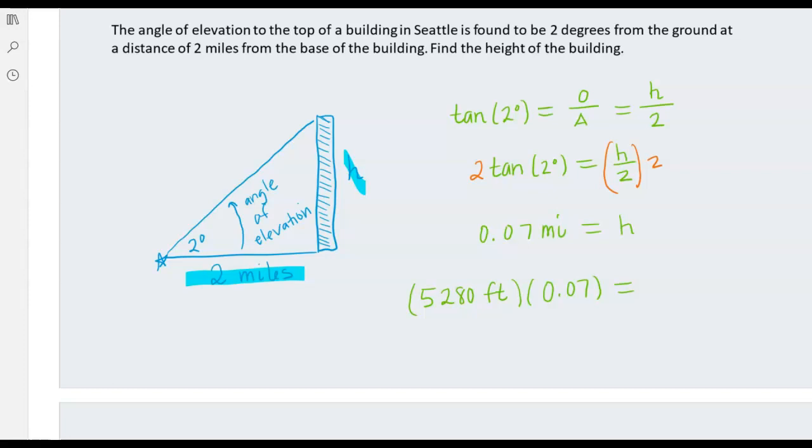And it looks like it is approximately 370 feet. That answer makes more sense to me than 0.07 miles. So again, I just multiplied by the number of feet to figure out what the actual feet measurement was.